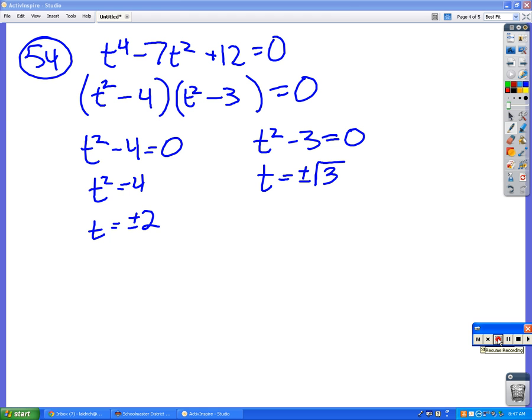And then we forgot, on this one back here, which of these answers are rational and which are irrational? Irrational, square root of 3. Okay, so this is irrational, and this is rational.